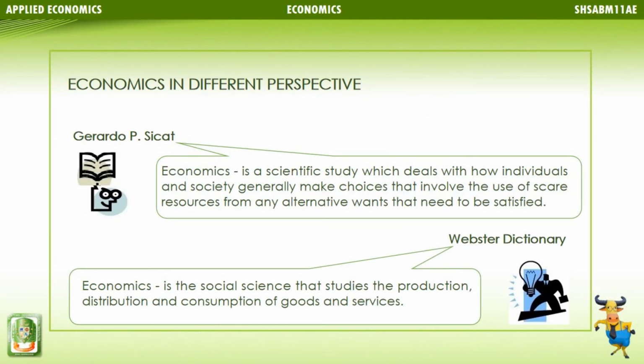Another meaning of economics, according to Gerardo P. Sicat: economics is a study which deals with how individuals and society generally make choices that involve the use of scarce resources from any alternative wants that need to be satisfied. According to Webster Dictionary, economics is the social science that studies the production, distribution, and consumption of goods and services.